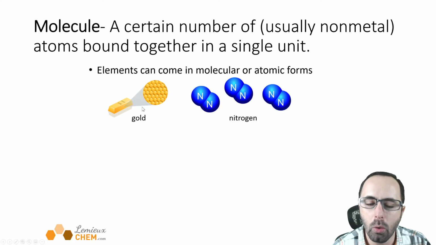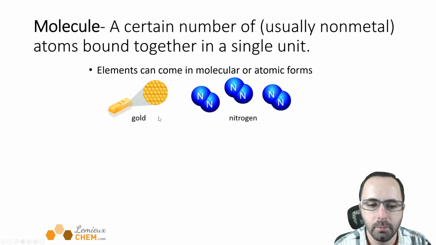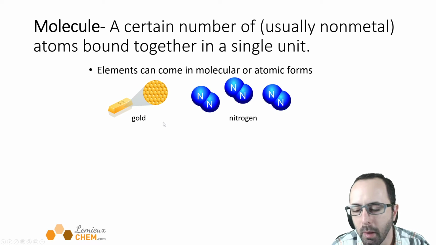For example, gold, like most metals, is just a pile of gold atoms all stuck together. Okay, and they undergo their own special type of bonding in metals called metallic bonding. We'll talk about that just a little bit.